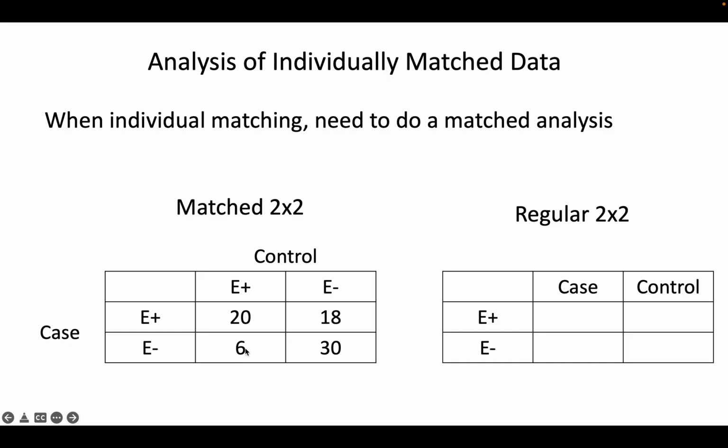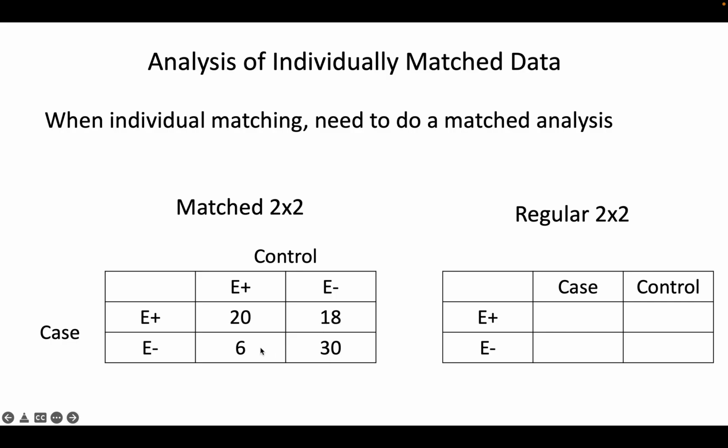And basically, each of these is describing a pair. So when it's exposure positive and exposure positive, this means that both the case and their matched control have the exposure. And exposure negative means each case and their matched control is exposure negative. And these are the concordant pairs. Those are the ones that agree.